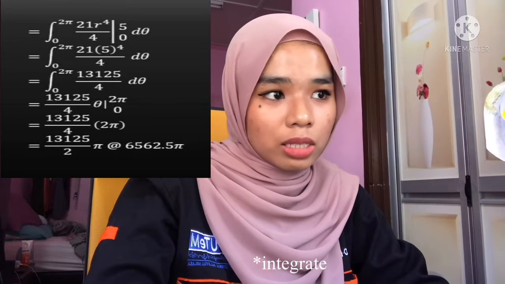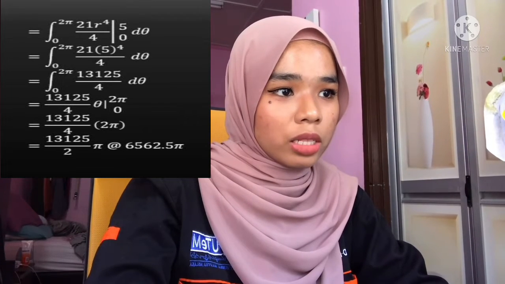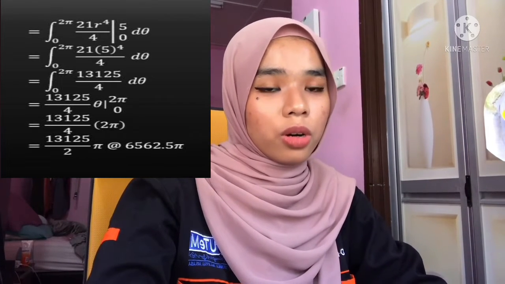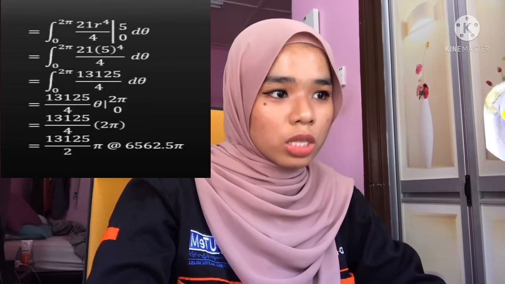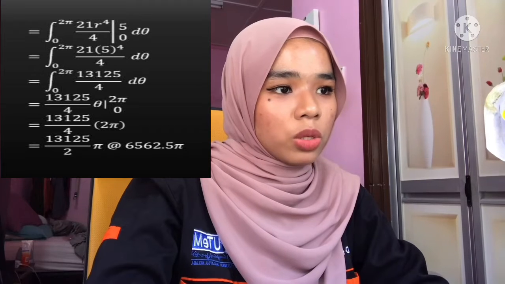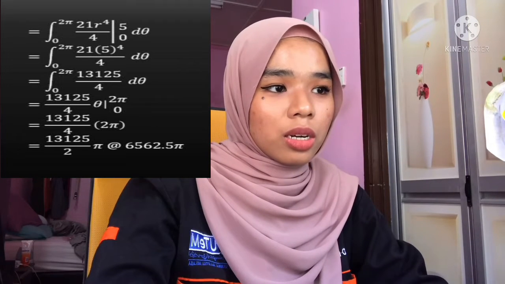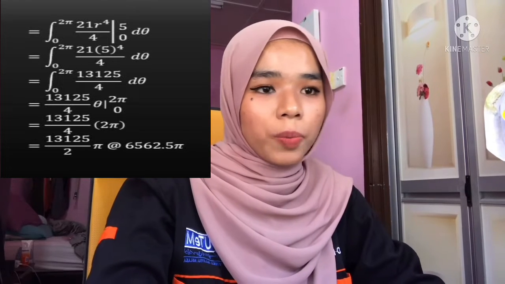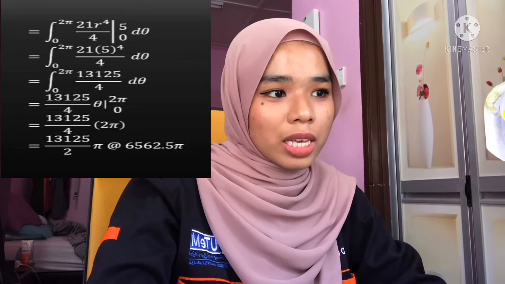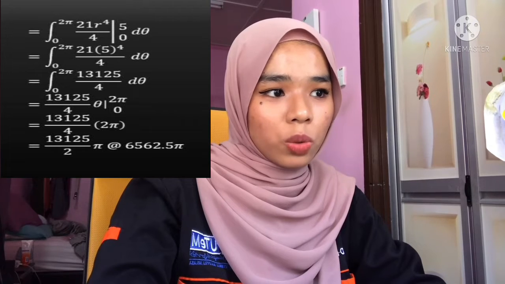And now we integrate theta, where we will get 1325 over 4 theta, and the limit is 0 to 2 pi. And we substitute theta with 2 pi and 0, and we will get 13125 over 2 pi, or it can be 6562.5 pi. For your information, Aiza, we can also solve our question regarding divergence theorem by using MATLAB software.